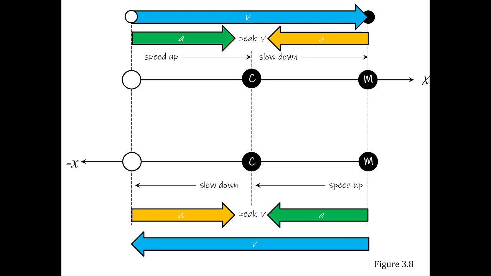Now, if you look at the bottom set of vectors, it explains what happens when the cup is going from the mouth back to our origin. Initially, we're speeding up, but we're speeding up in the negative direction. Okay, our velocity is going to be in the negative direction, and if we're speeding up, the acceleration has to be in the same direction as that velocity vector, so that acceleration vector is also going to be negative until we hit our peak velocity.